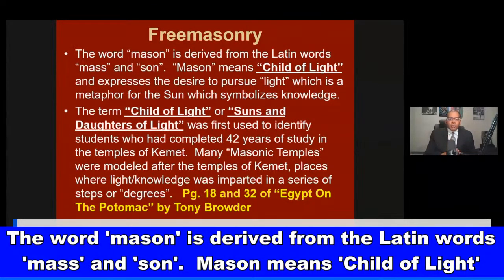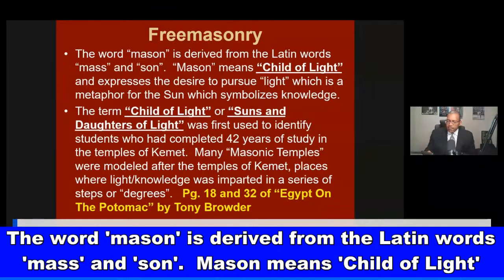Okay, so the term child of light or sons and daughters of light was first used to identify students who had completed 42 years of study in the temples of ancient Kemet. Many Masonic temples were modeled after the temples of Kemet, places where light or knowledge was imparted in a series of steps or degrees.